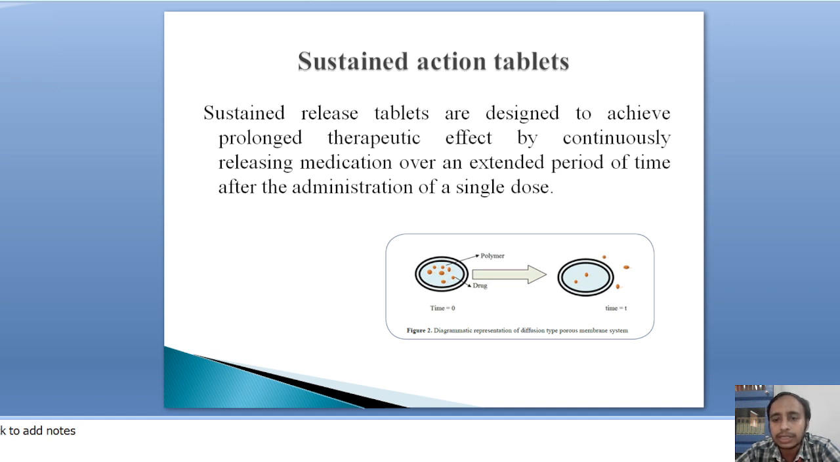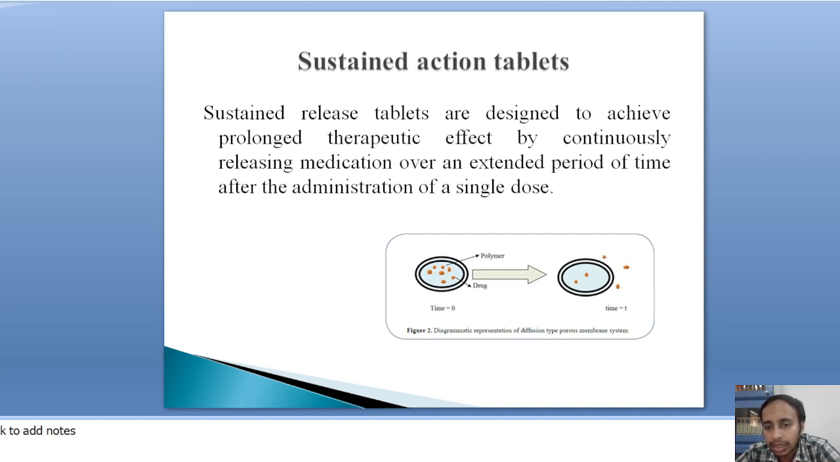Now you can see this image. We have one barrier, and inside that there is a polymer and a drug. As I said, the sustained release tablets are prepared by using polymers. So you can see in this image, one barrier is there, then inside that we have drug particles and polymers. The solution is polymer, and the yellow or brown colored material, the brown color, is the drug.